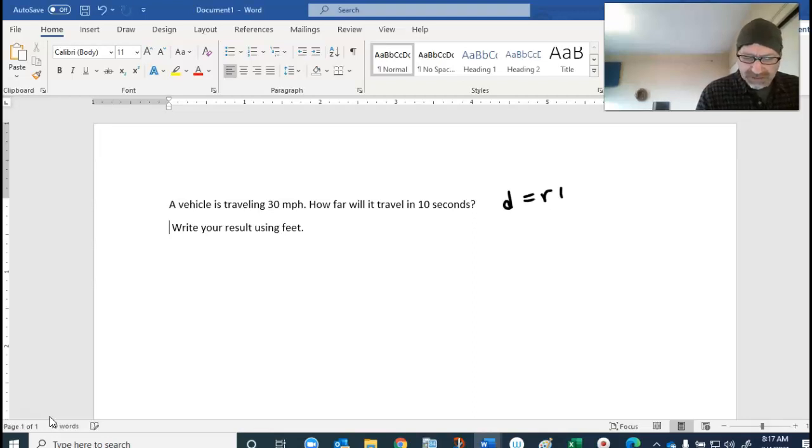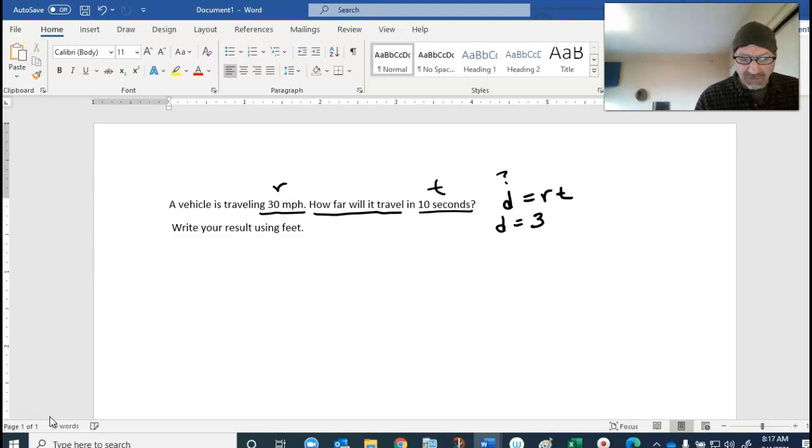distance is equal to rate times time. And so you're asked how far it will travel, so you're looking for the distance. We don't know the distance. It tells us that it's traveling at 30 miles per hour. That is a rate. And it tells us that it takes 10 seconds, which of course is our time. So all we really need to do, right, is plug this into the rate times time.